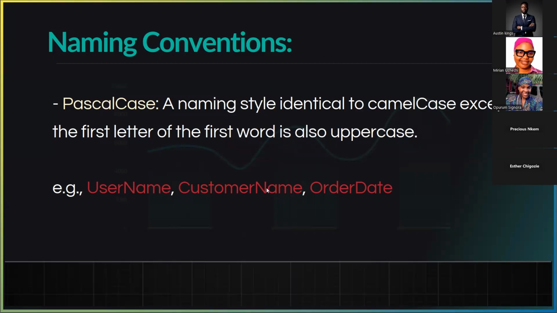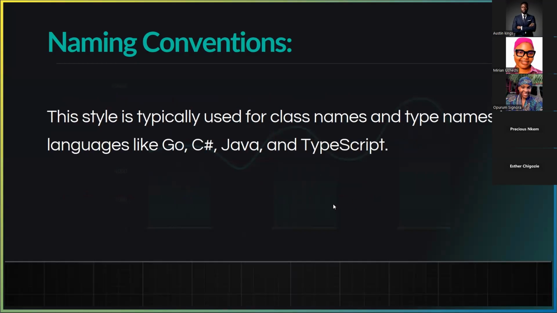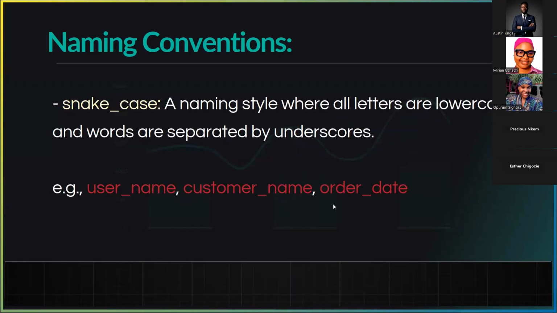You can see Customer Name. So Customer here, uppercase Name, and they are joined together without a separator. All right, so that's another naming convention that you must know. This style is typically used for class names and type names in languages like Go, C++, Java, and TypeScript, for those who are doing programming.